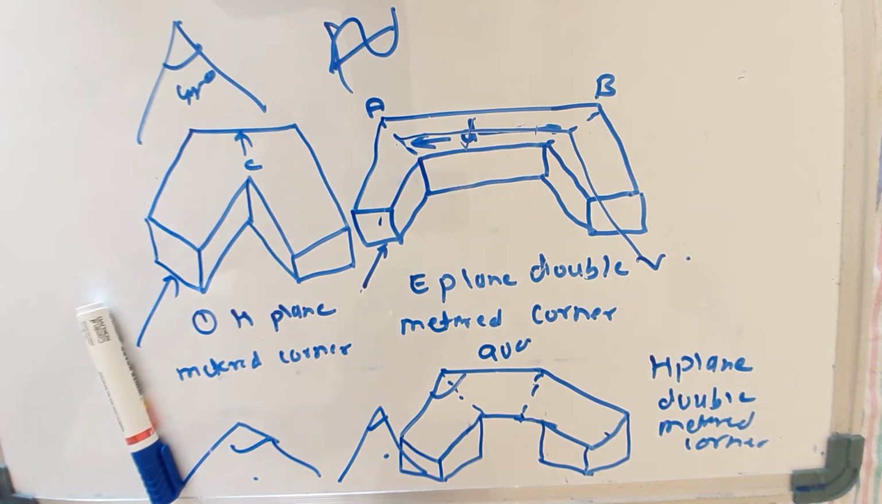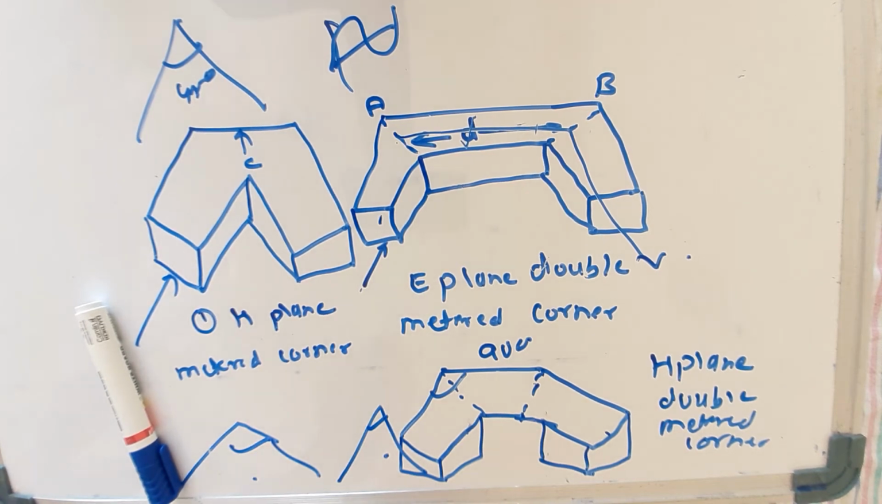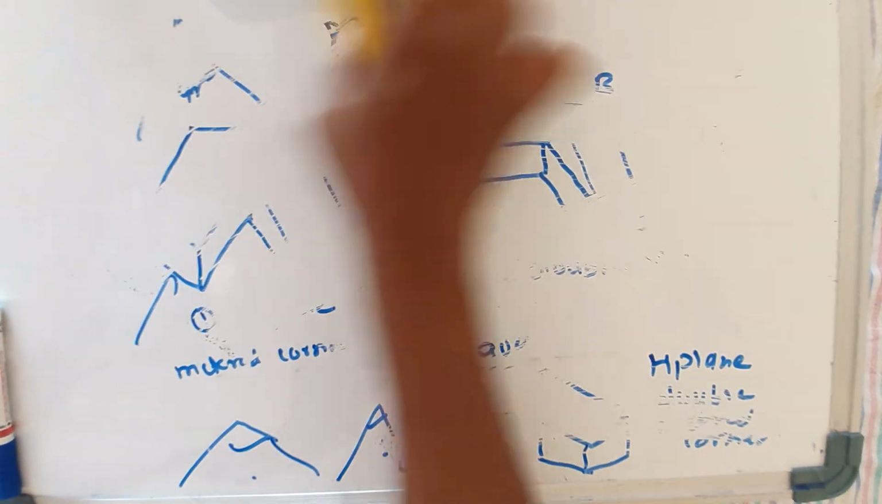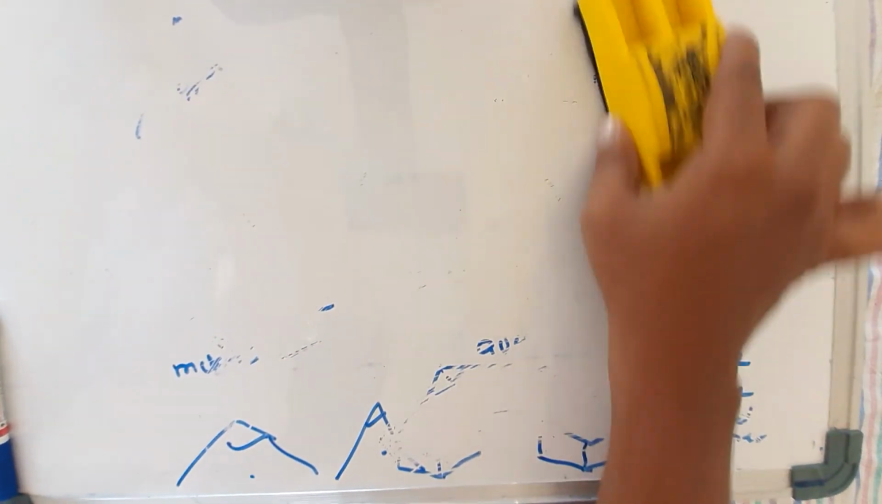Okay, so H plane miter corner, E plane double miter corner, and H plane double miter corner. These are the types of corners. Corners must be used instead of bends because of the inconvenient and clumsy nature of bends. We have to use the corners. Okay. Now we will go for the tapers.